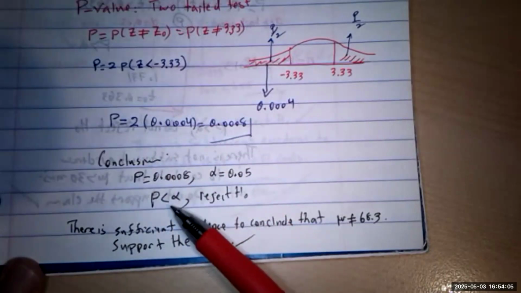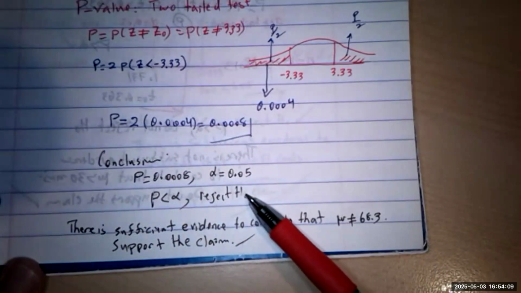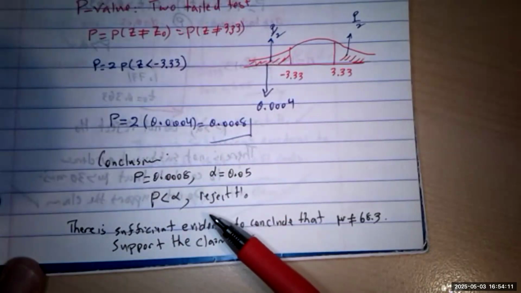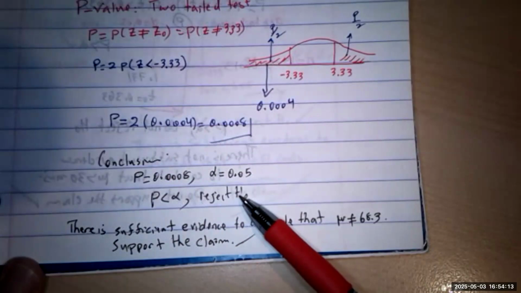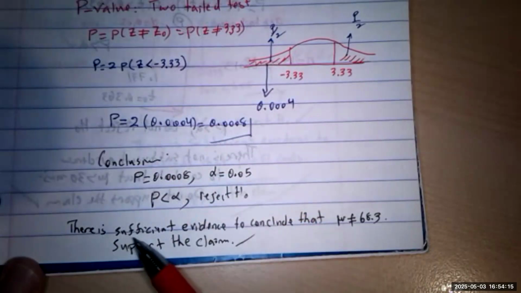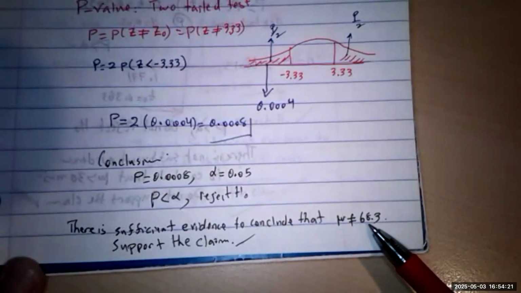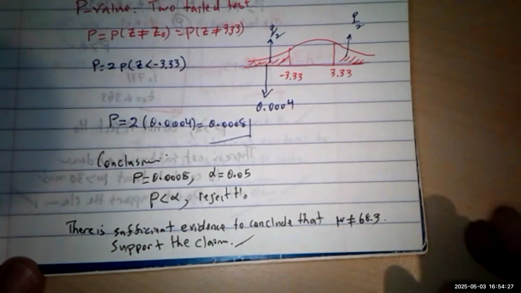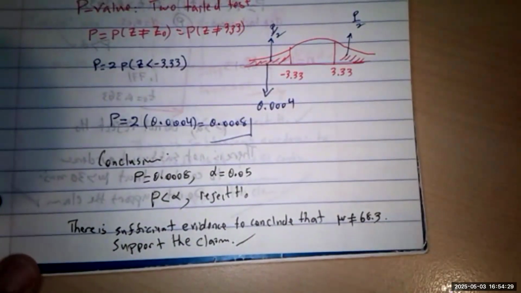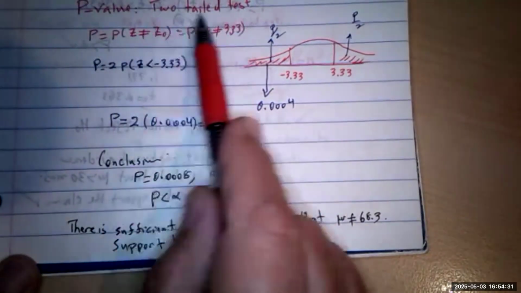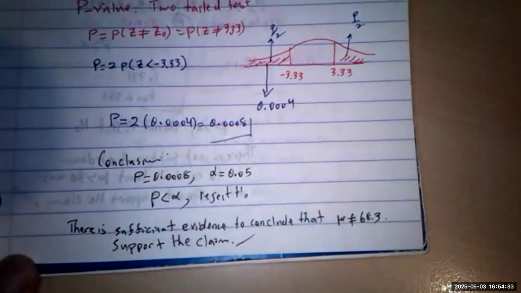You compare it with alpha, p is less than alpha. When it's less than alpha, you reject H naught. If it's greater than, you do not. When you reject the H naught, you have to support the H1, something positive about the H1. There is sufficient evidence to conclude that H1 is true. H1 is mu not equal to 68.3, and you support the claim. Okay? So let's go to the application, especially to see how we're going to do it when it's two-sided.